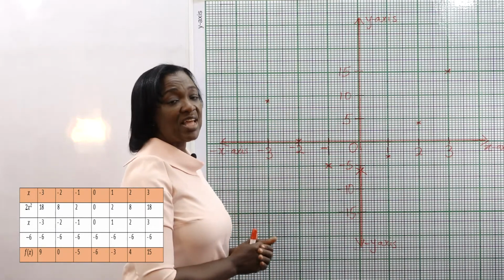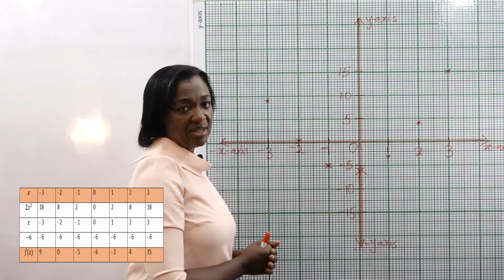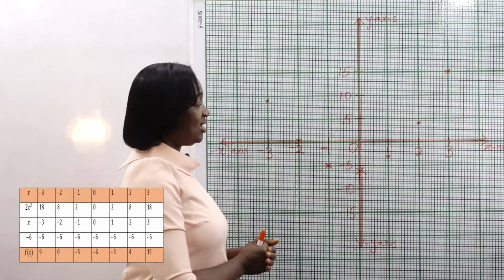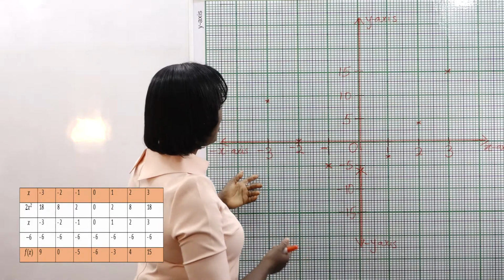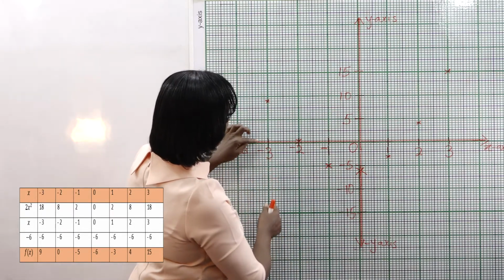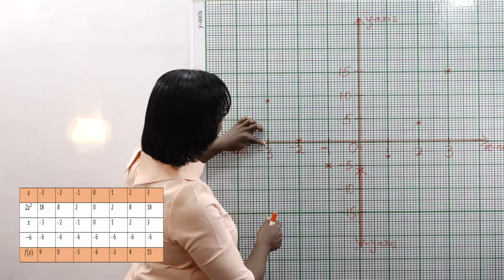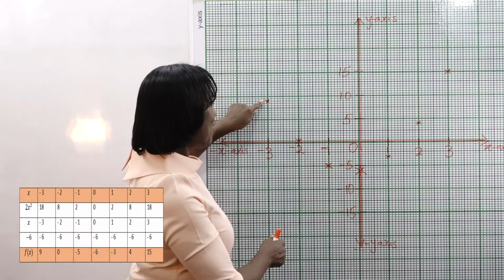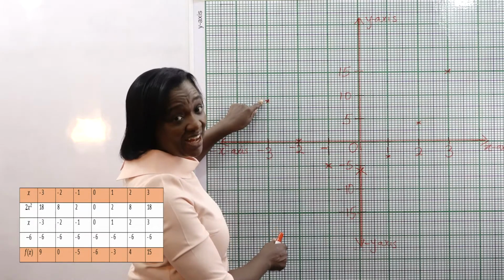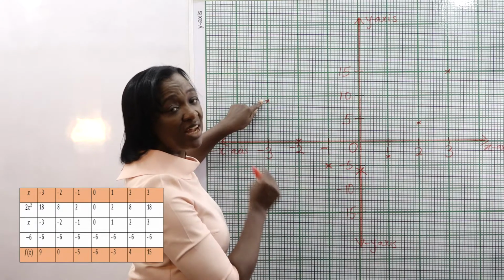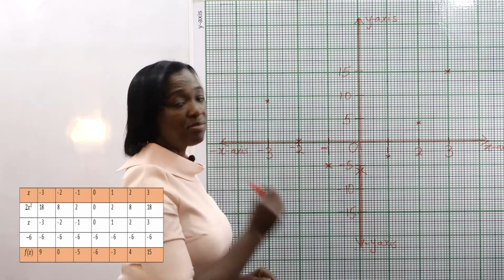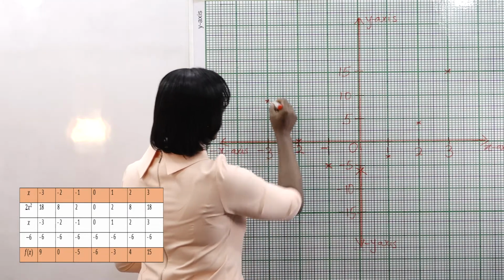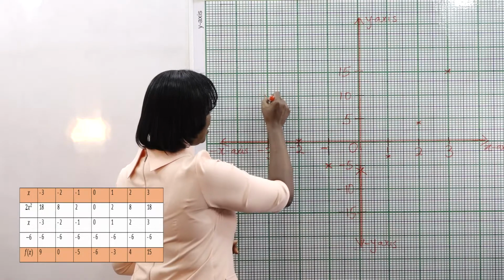Remember that coordinates are ordered pairs. X coordinate comes before y coordinate. As you can see, this point is x minus 3 and y 9. That is different from x 9 and y minus 3. So please take note of the order. X comes before y.